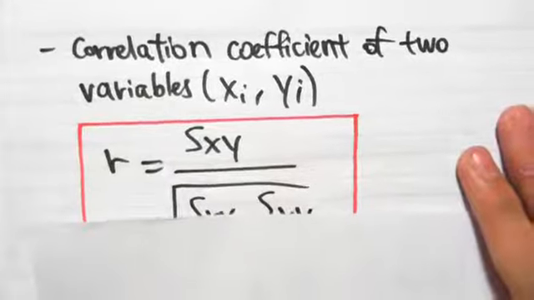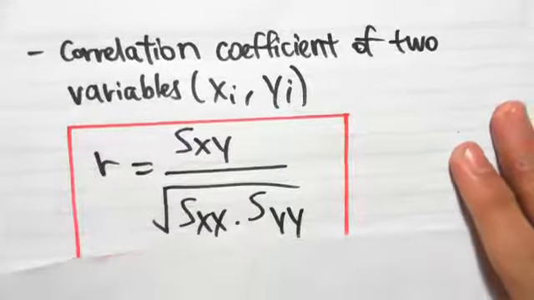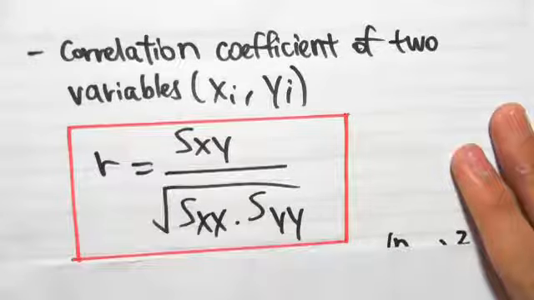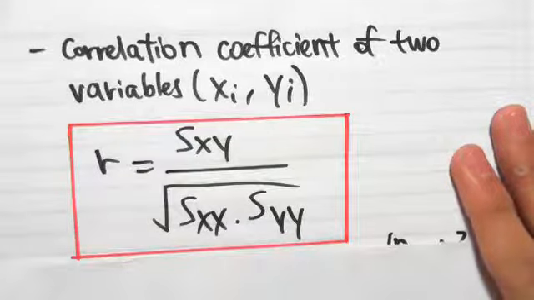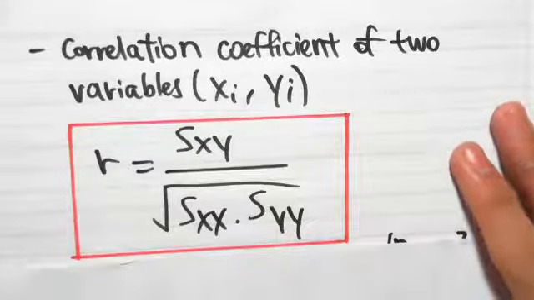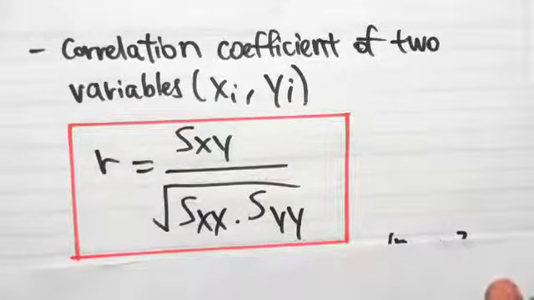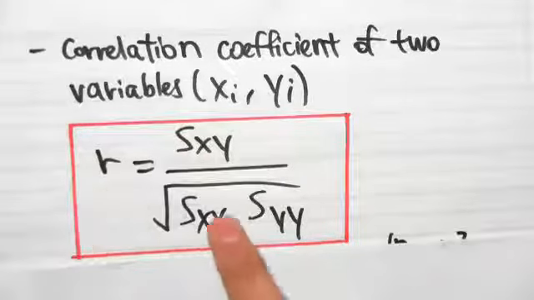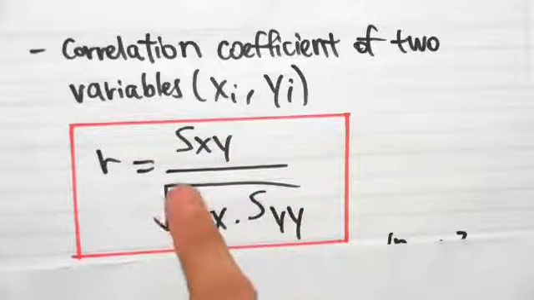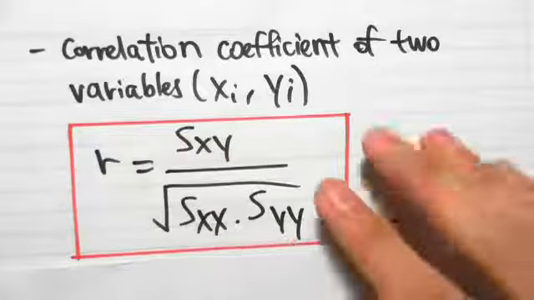Another terminology that we're going to introduce is called the correlation coefficient of two variables xi, yi. Again, we are given two sets of data of x and y. Our correlation coefficient, which we denote as R, is equal to this: Sxy over the square root of Sxx times Syy.